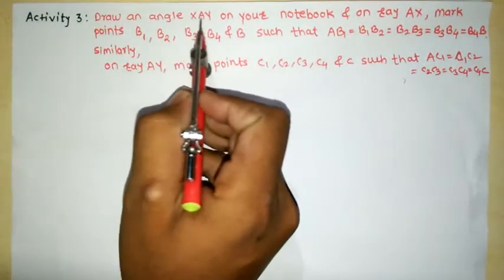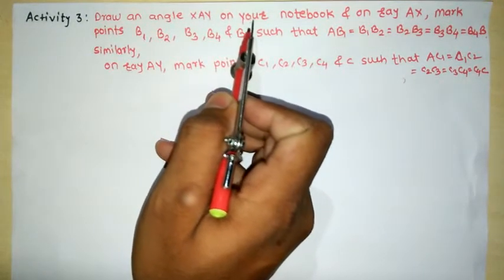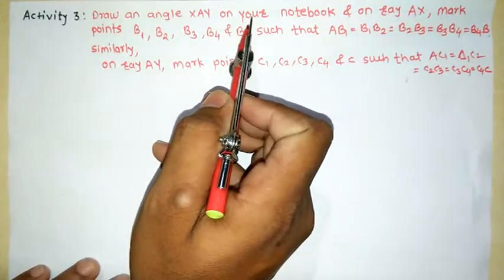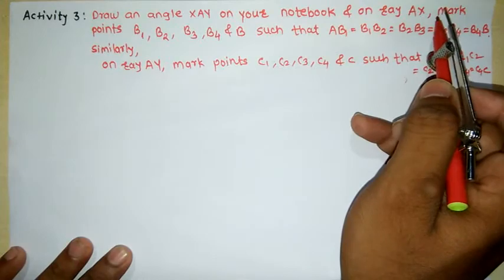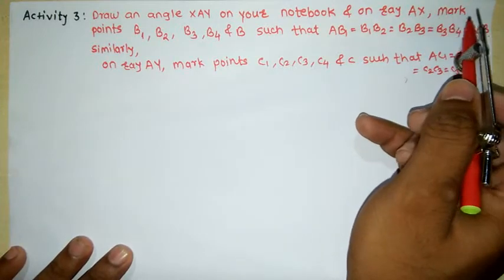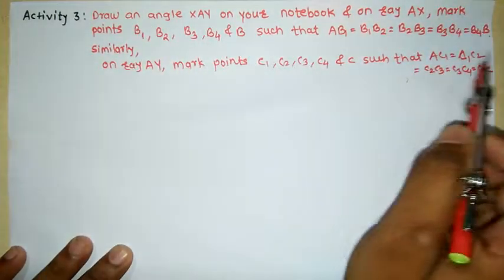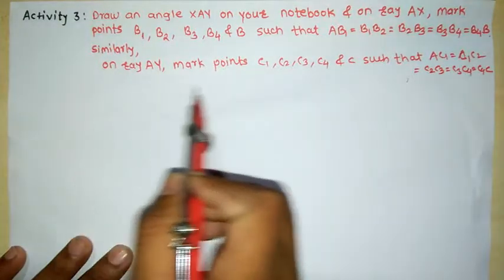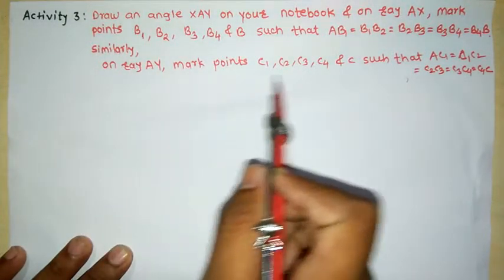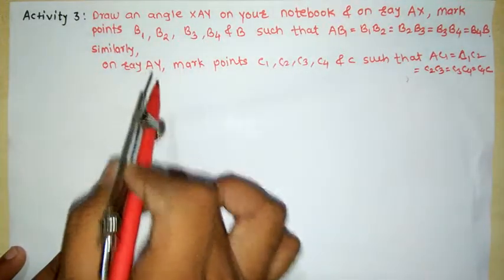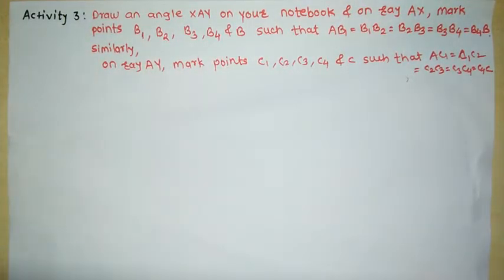Draw an angle XAY. We have to draw an angle XAY in your notebook, and on the ray AX mark points B1, B2, B3, and similarly we have to draw the ray AY and mark the points C1, C2, C3 on it. Okay, we will start to draw first. I will draw the angle, that is, draw an angle XAY.